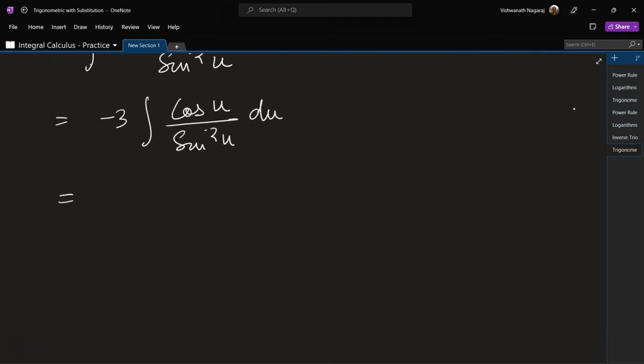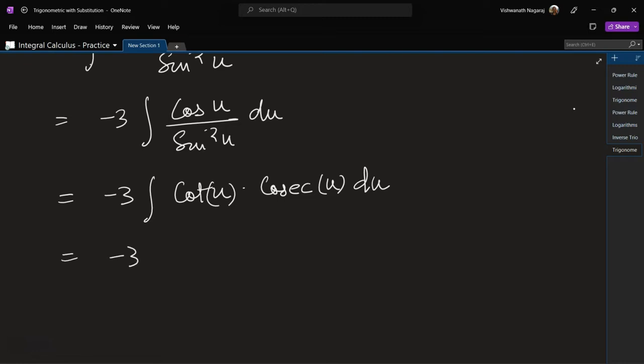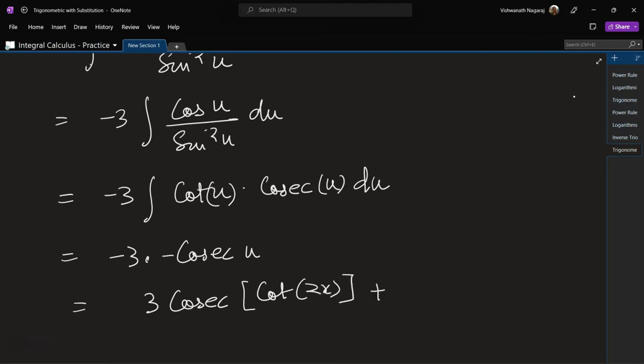Okay, now again here we can split it. We can write it as cos u by sine u times 1 by sine u. Cos u by sine u is cot u. 1 by sine u is cosec u, right? And du. Okay, so now we can integrate this. This is the derivative of minus cosec u. So this becomes plus 3 cosec u, where u is cot 2x, plus c.